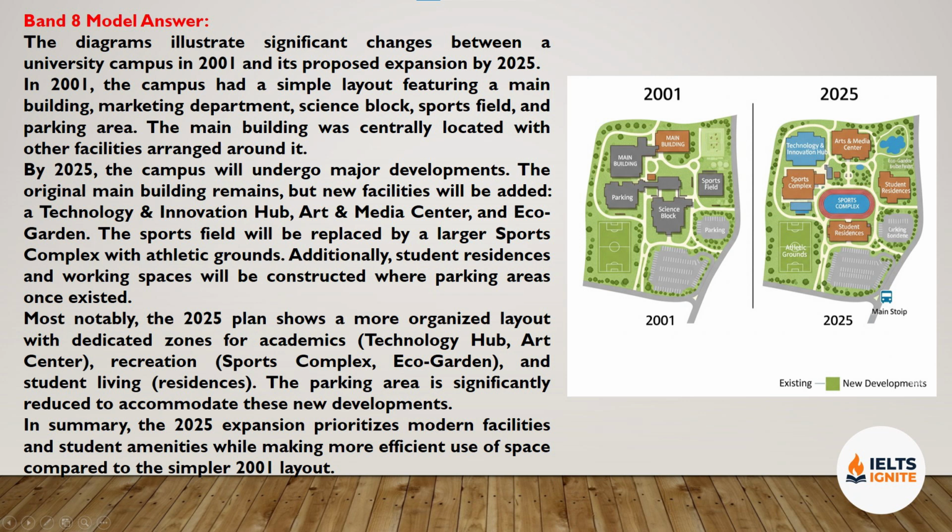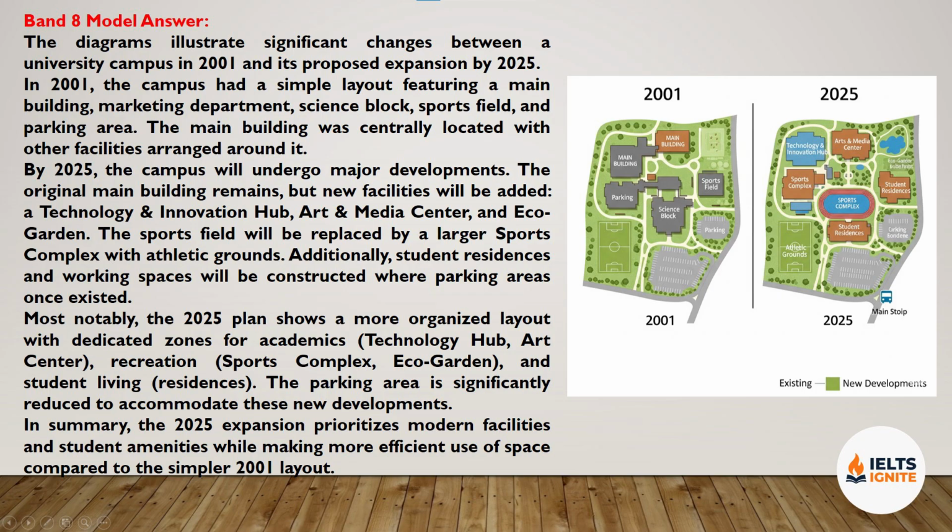By 2025, the campus will undergo major developments. The original main building remains, but new facilities will be added: a technology and innovation hub, art and media center, and eco-garden. The sports field will be replaced by a larger sports complex with athletic grounds. Additionally, student residences and working spaces will be constructed where parking areas once existed.